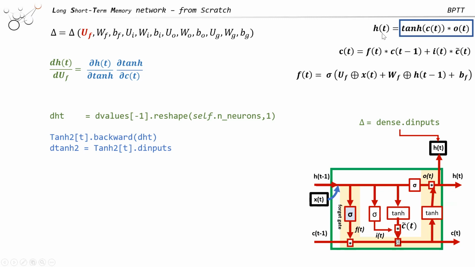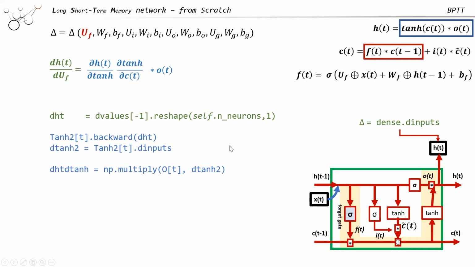And HT, if we calculate the derivative with respect to UF, is constant to OT. So we also have to multiply this with OT. And that's what we're going to do in the next step. So we take the derivative, which is the output here, and multiply this with OT. And it is an element-wise multiplication because it was an element-wise multiplication in the forward part. So that's the reason why we use np.multiply and we do not use np.dot.